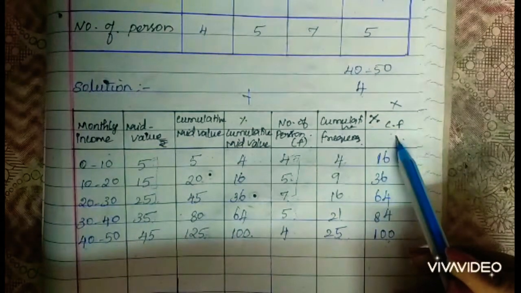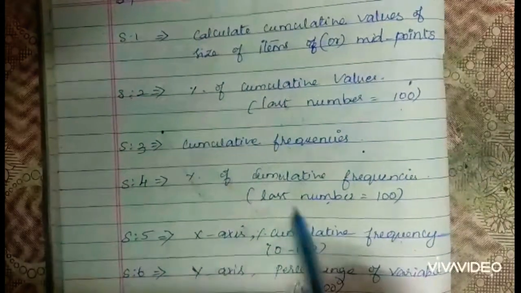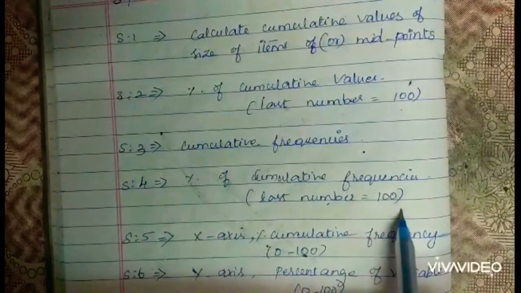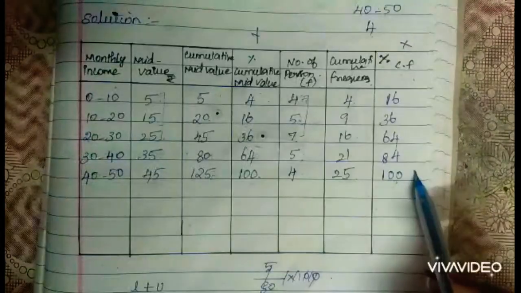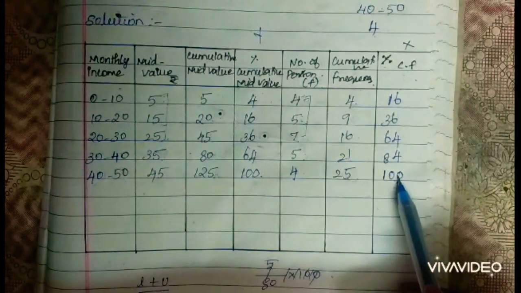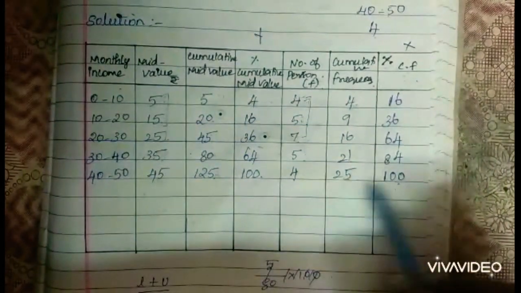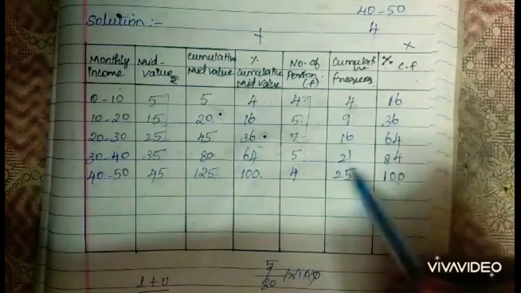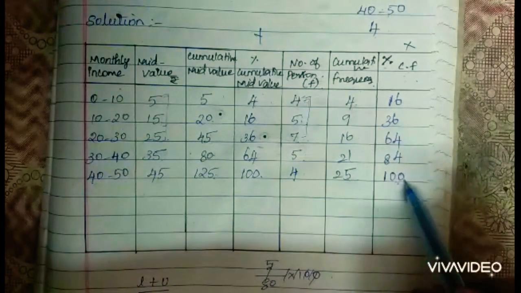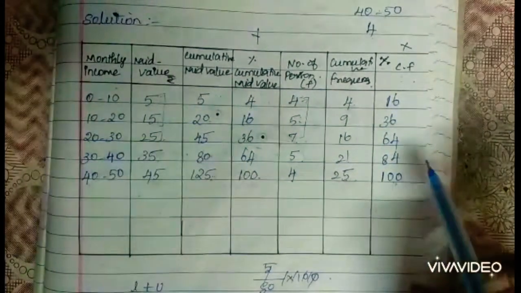Percentage of the cumulative frequency. How to find this? Here also they have mentioned clearly that for the percentage of the cumulative frequency, the last number should be taken as 100%. By the rules, the last value of the cumulative frequency is taken as 100. The above values are found by 4 divided by 25 into 100, 16. 9 divided by 25 into 100, 36. 16 divided by 25 into 100 is equal to 64. So the last number is 100.